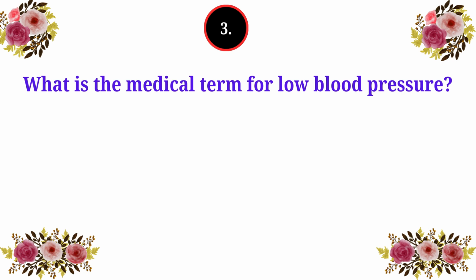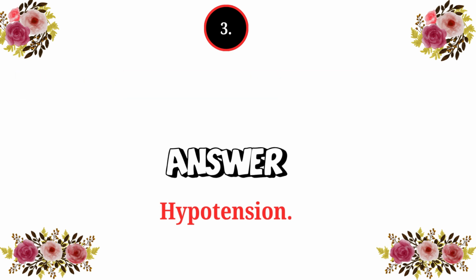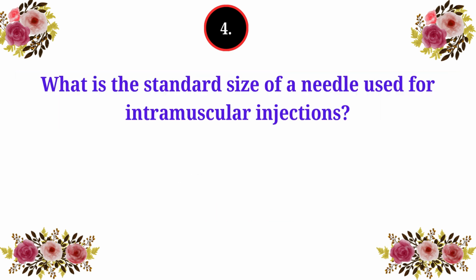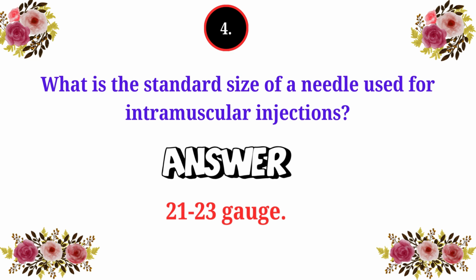3. What is the medical term for low blood pressure? Hypertension. 4. What is the standard size of a needle used for intramuscular injections? 21 to 23 gauge.